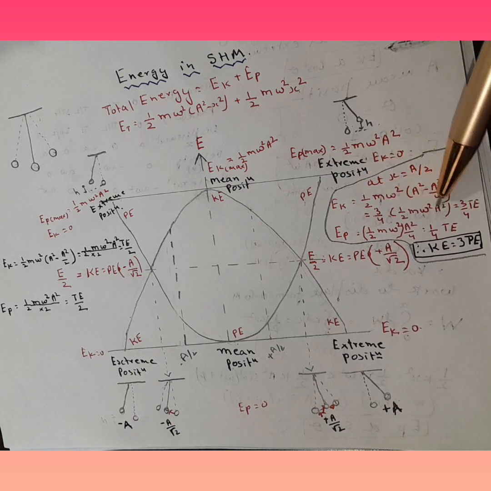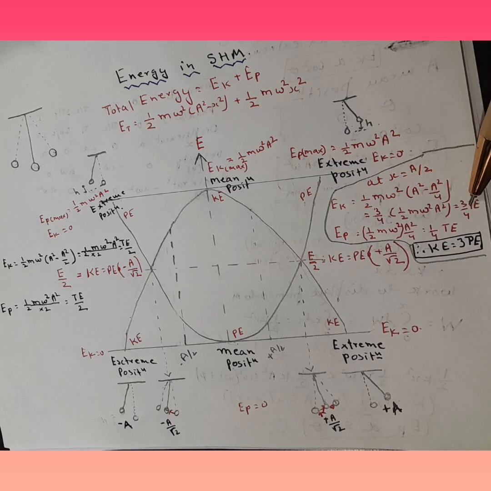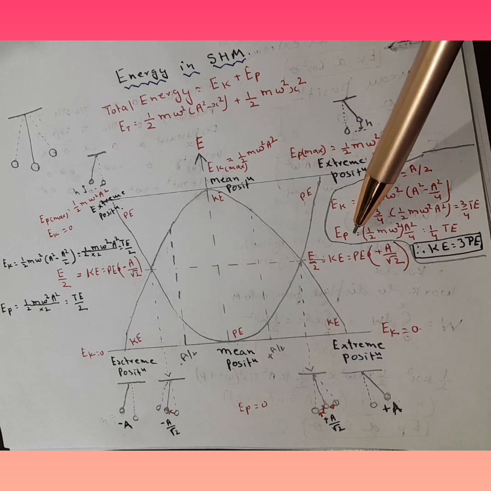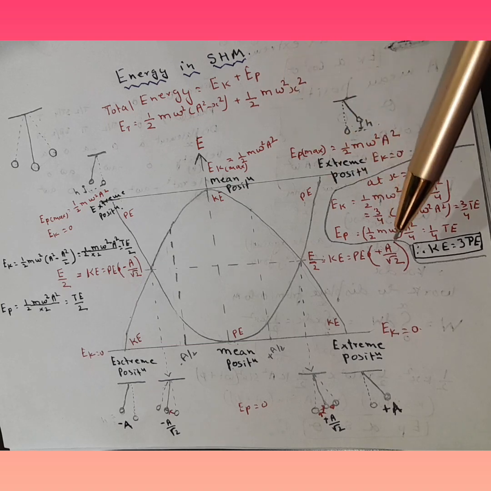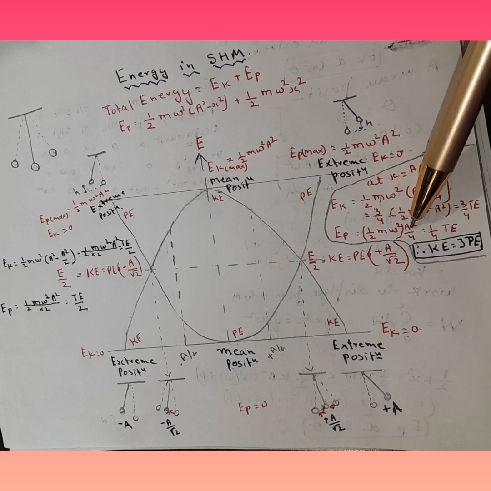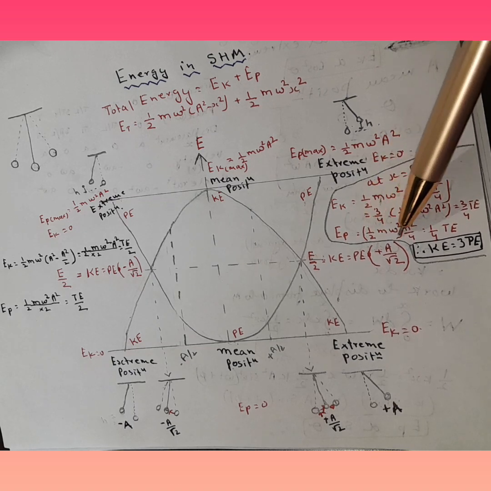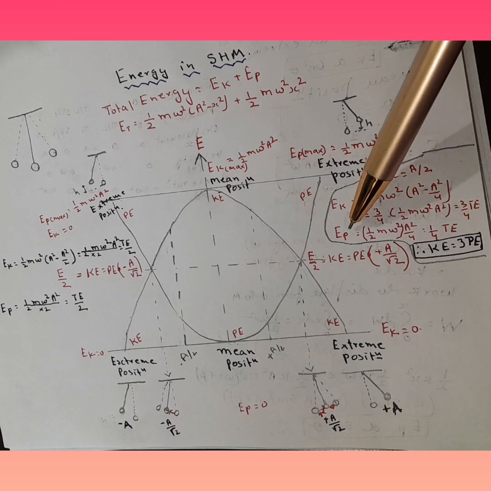So this is total energy. So 3/4 of the total energy is in the format of kinetic energy at half the amplitude. Then what about potential energy? The potential energy formula we also know. We just substitute a by 2 instead of x. So what we end up with is half m omega square a square by 4. We know this entire thing is total energy. So one fourth of the total energy is potential energy.